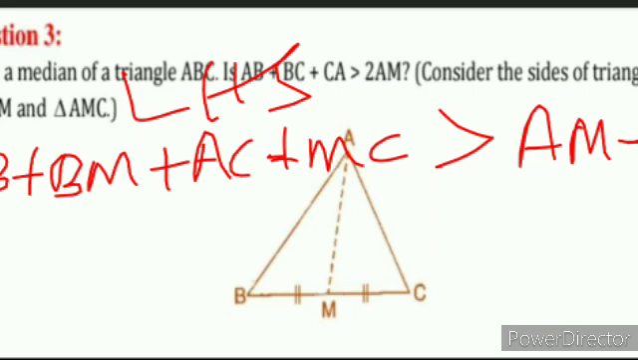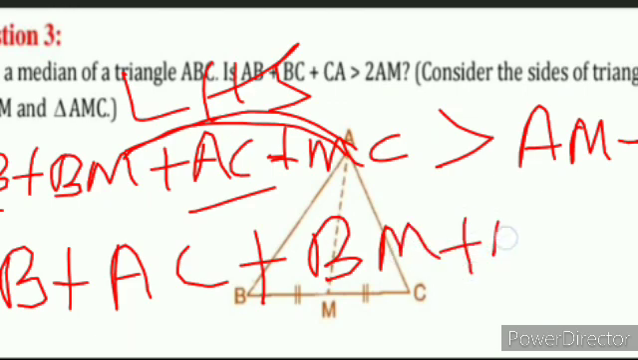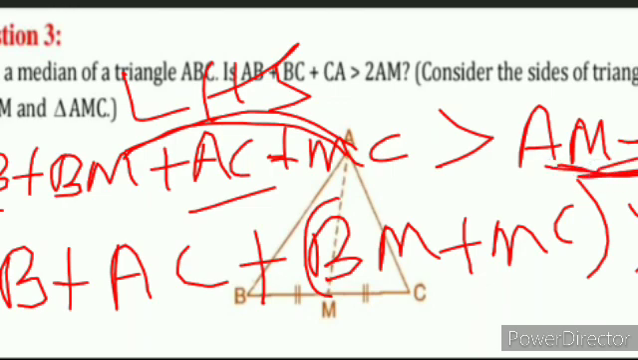Now AB and AC I am collecting first: AB plus AC. And I am going to combine these 2, BM plus MC, and write them in one bracket. I will explain why. Next step, AM plus AM on the right hand side. If you add these 2, you will get 2AM, because these 2 are like terms, the same terms, AM and AM. So we can add them and get 2AM.